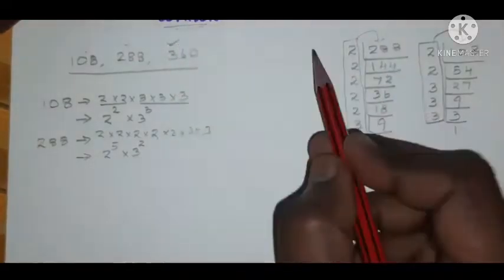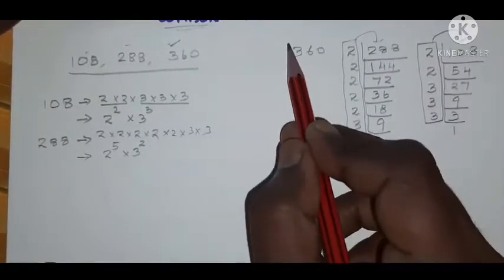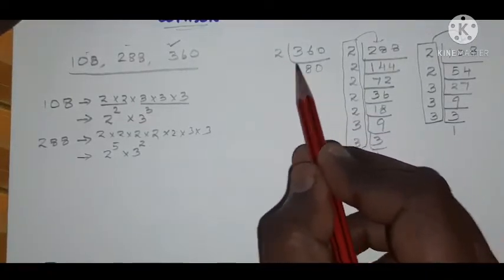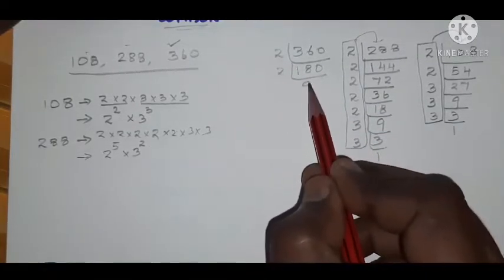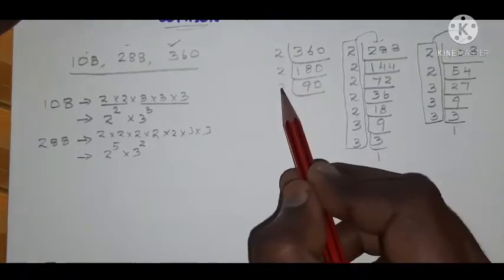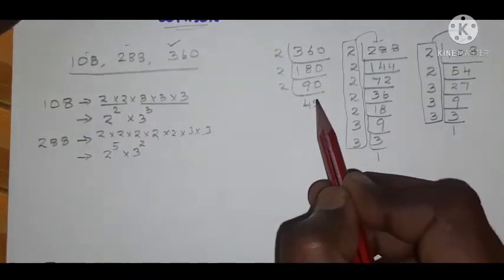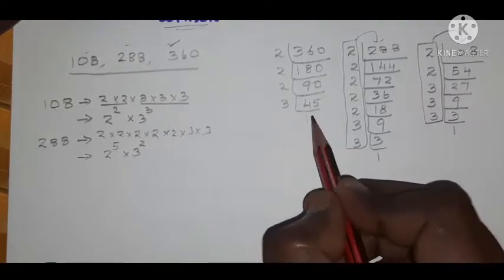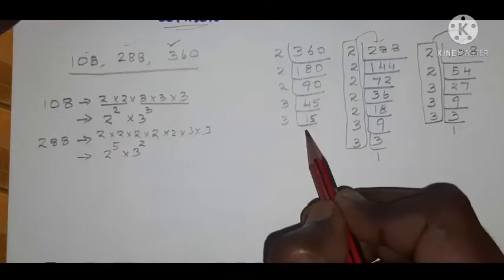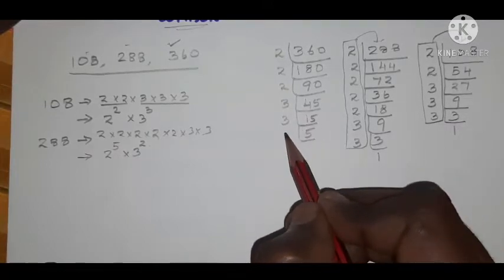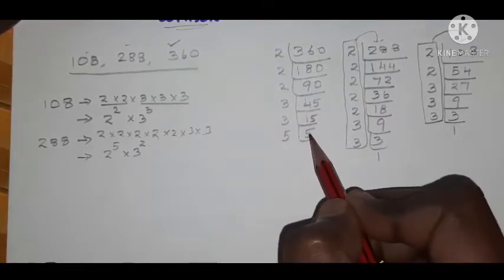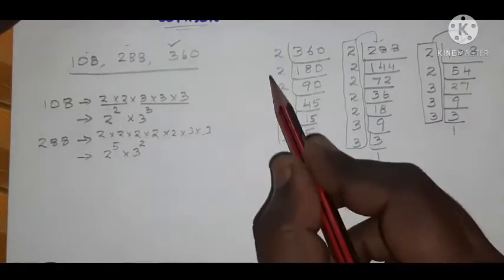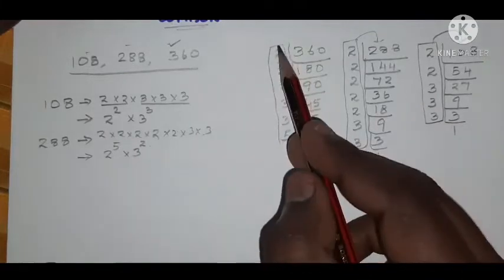Next number is 360. So we will identify the prime factors of 360. 1 2 is 2. 8 2s are 16, 0. Again 2, 9 2s are 18, 0. Again 2, so 4 2s are 8, 5 2s are 10. Further it could not be divided by 2, hence I am going to 3. So 15 3s are 45. Again 3, so 5 3s are 15. Again I am bringing 5, because 5 could not be divided by 3 but it can be divided by 5. Hence 1 5 is 5. So these are the prime factors of 360.